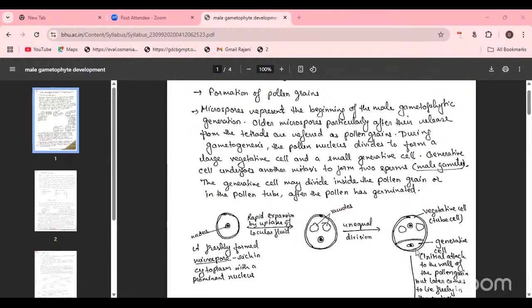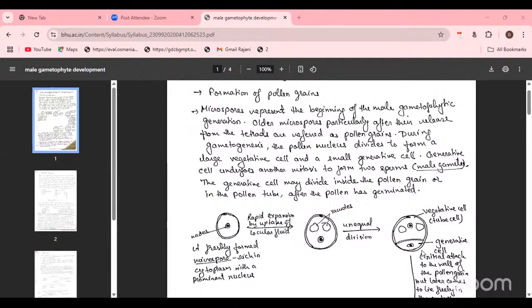The generative cell undergoes another mitotic division. The vegetative cell undergoes formation of the tube cell; it is not a dividing cell. Only the small cell, the generative cell, is divided. The generative cell undergoes another mitotic division to form two sperm cells, that is called the male gametophyte.